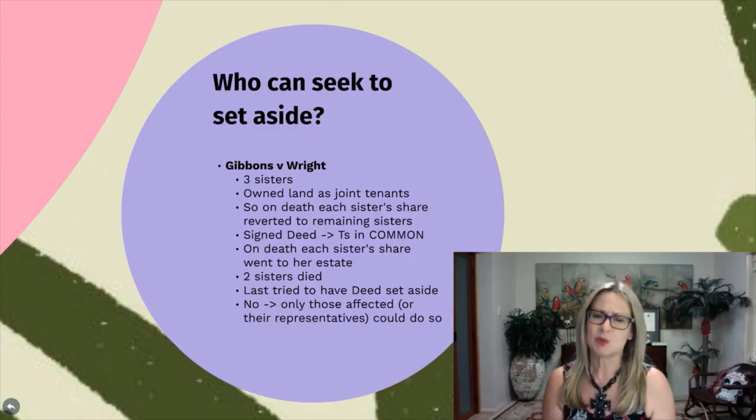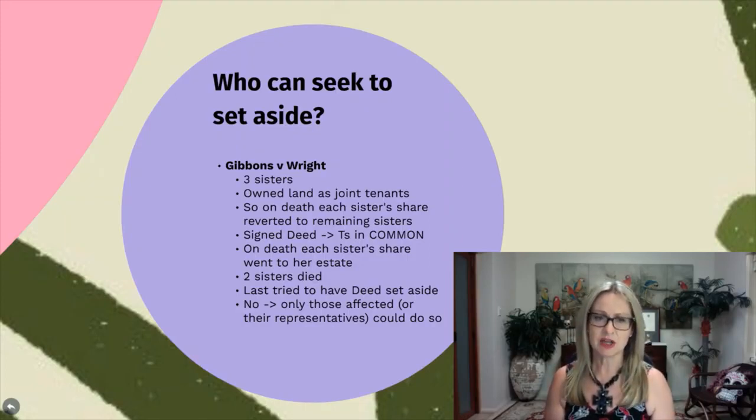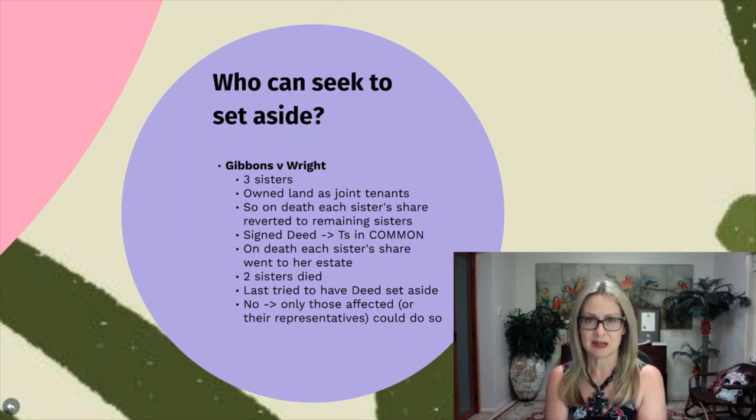You can kind of see why she failed here. It was held that only those affected, once they regained mental capacity, or their representatives, could ask the court to have the deed or contract set aside. In this case, the representatives of the two sisters that passed away did not seek to have the deed set aside, and so the last remaining sister was unsuccessful in her attempt to have it set aside.